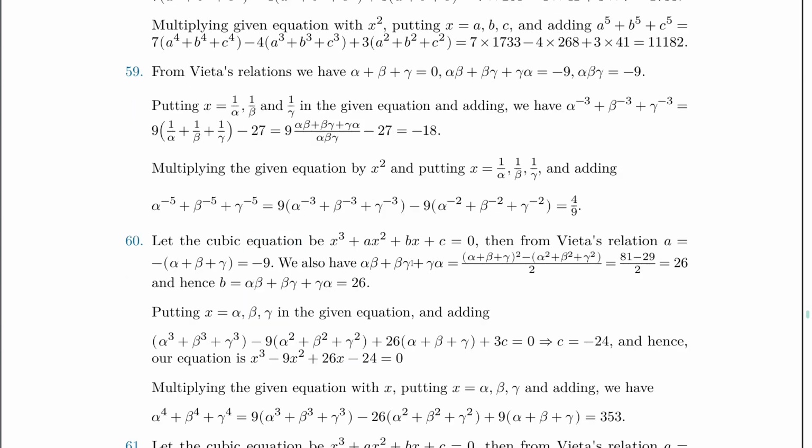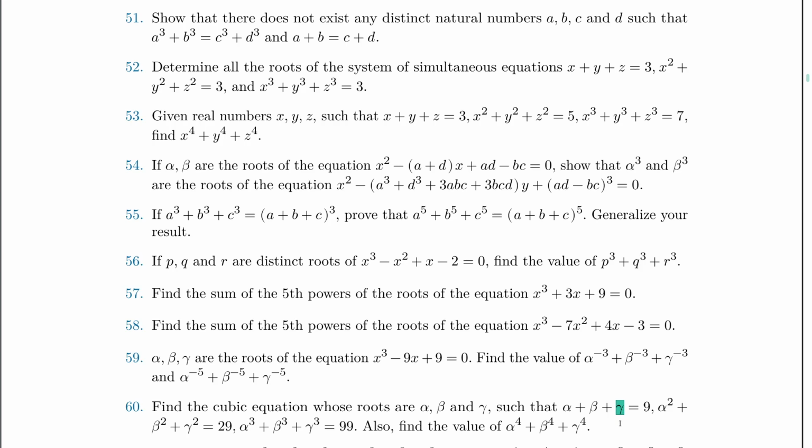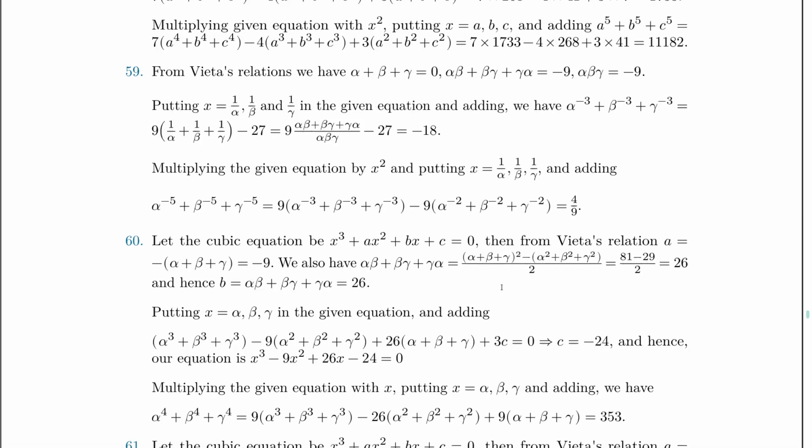Similarly, alpha beta plus beta gamma plus gamma alpha would be alpha plus beta plus gamma whole square minus alpha square plus beta square plus gamma square, divided by 2. Now alpha plus beta plus gamma is given as 9 and alpha square plus beta square plus gamma square is given as 29. So 9 square minus 29, 81 minus 29, that is 52, divided by 2, that would be 26. So b becomes 26. So we have found the value of a and b.